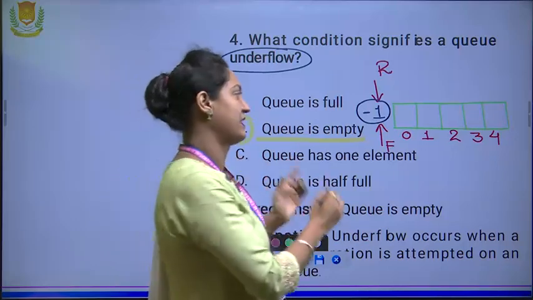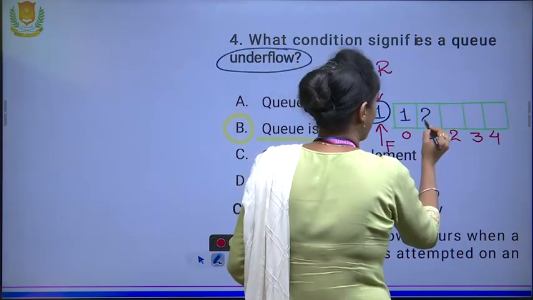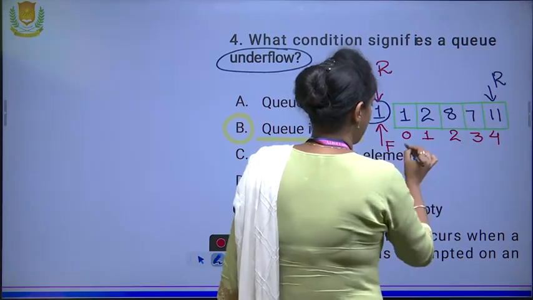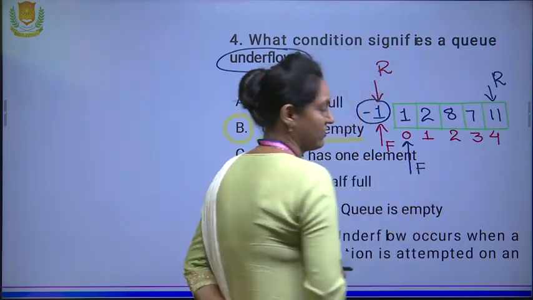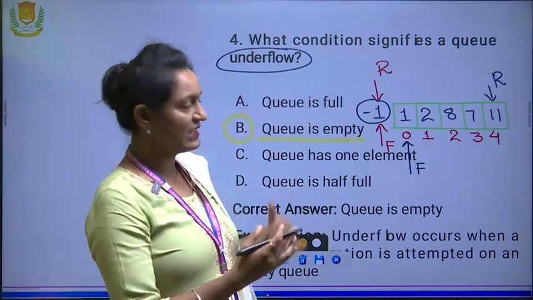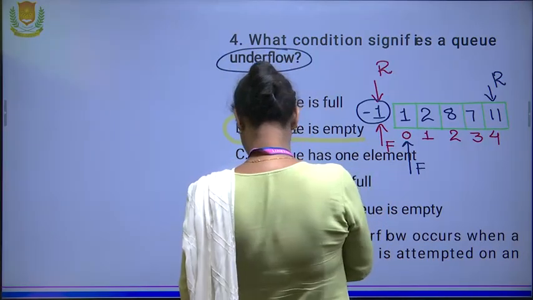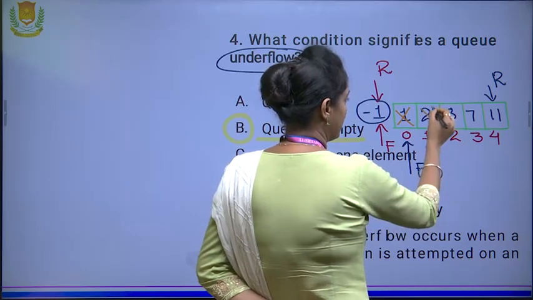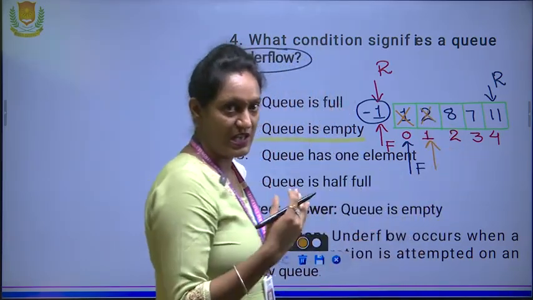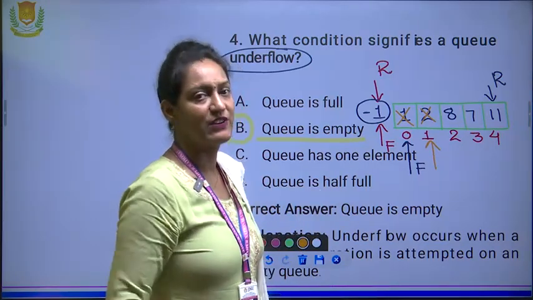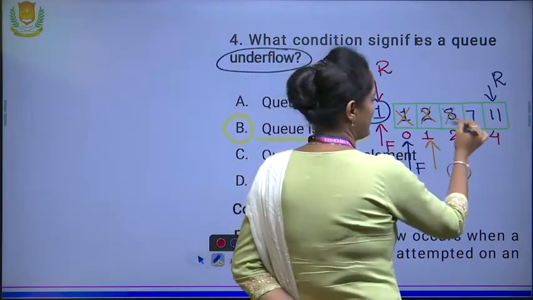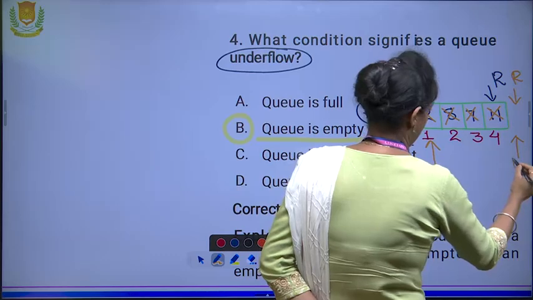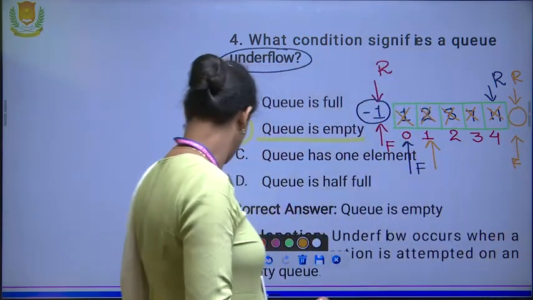Just look at this. If we have some elements in it, maybe 1, 2, 8, 7 and 11, and my rear is pointing here and my front is pointing here, right? And I want to delete an element. So first I deleted this, then my front is incremented here, then I deleted this. So in this way, when I am deleting each and every element, where are my rear and my front? Everything is deleted, so both point here, right? Now you understood the concept.